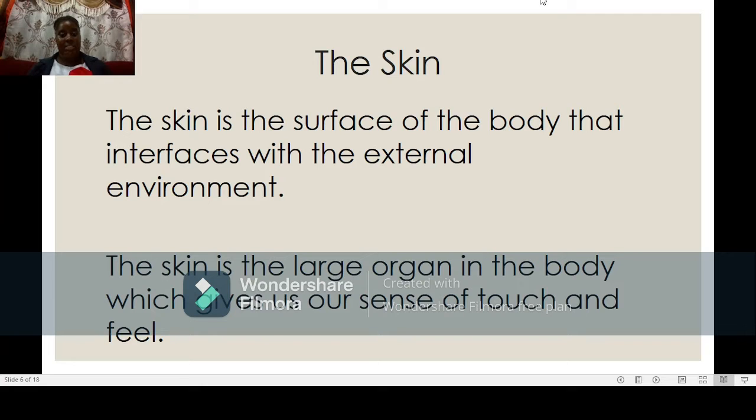The skin is the surface of the body that interfaces with the external environment. That means the skin is the layer we see here, right? And the skin is the largest organ in the body, which gives us the sense of touch. Now, if Susan is to touch me here, I would feel it. And why would I feel it? And you will learn why later on in the lesson.